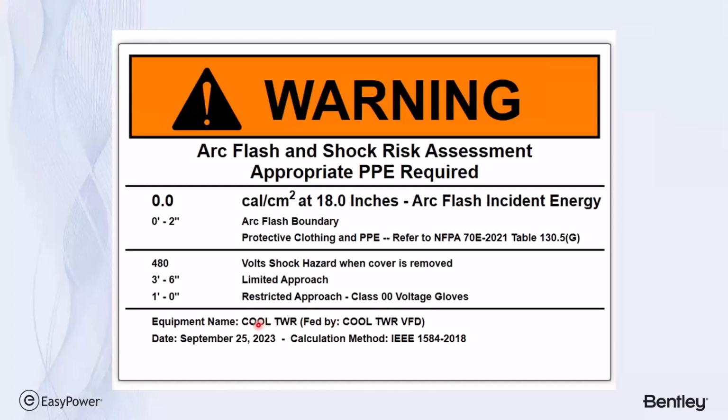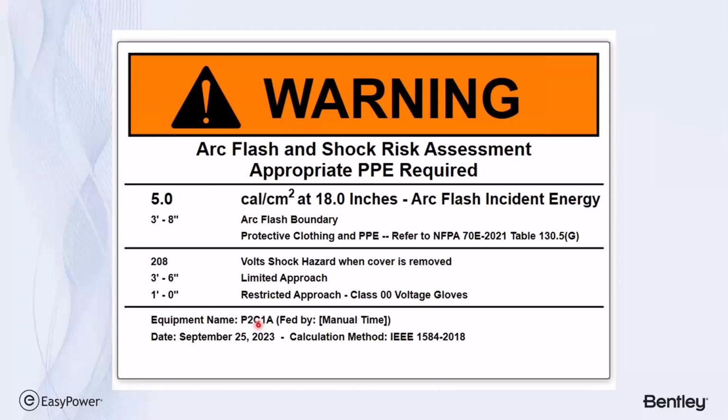Well, in the case of this reduction in the calculation time, the hazard spreadsheet indicates a manual time as determining the arc flash incident energy, and that's not acceptable to the client. So what to do about this? Well, that's going to take us to the example.